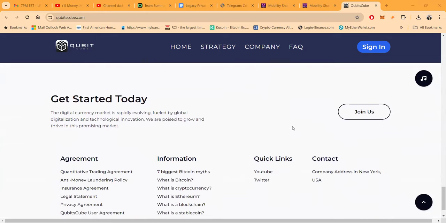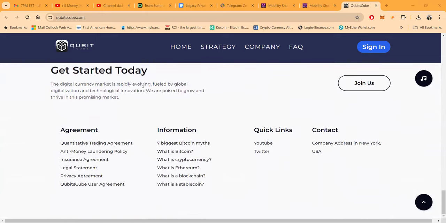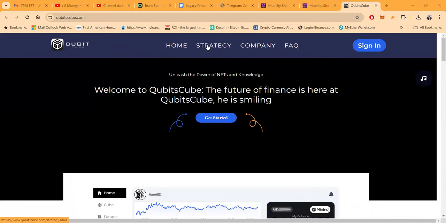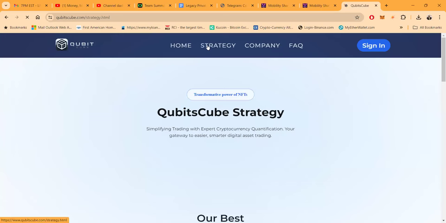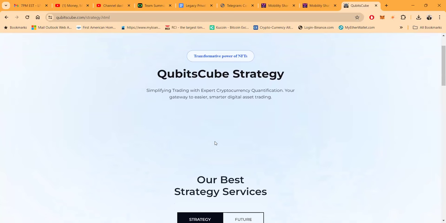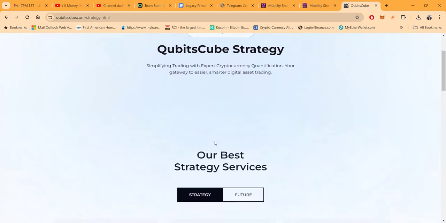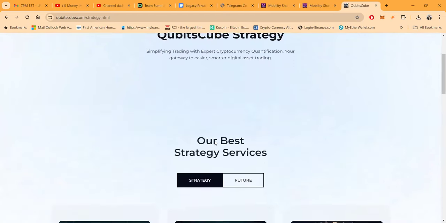Now, folks, you can get started today because the cryptocurrency market is rapidly evolving, fueled by global digitization, technological innovation, and they're poised to grow and thrive in this promising market. Folks, there's tons of information that you can check out down here. And folks, the company is in New York, USA. Now, the way this works here, folks, is they have a few different strategies that you can get involved with. QubitsCube: simplify your trading with expert cryptocurrency quantification, your gateway to easier, smarter digital asset trading.